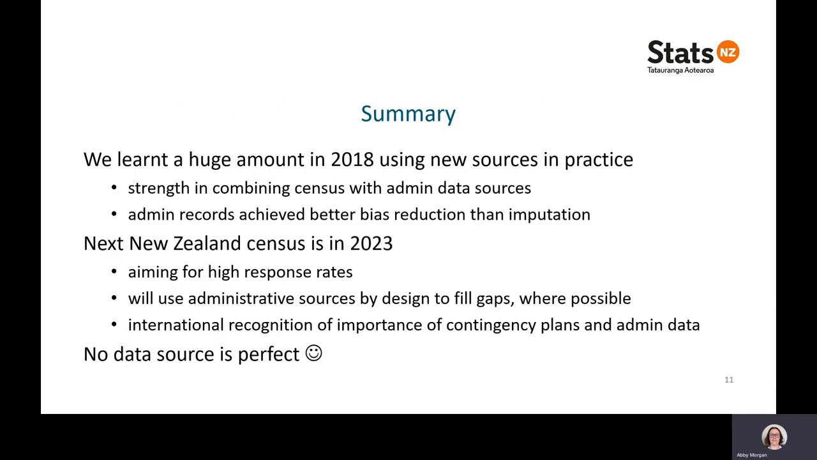So in summary, we learnt a huge amount in 2018 using new sources in practice. There's strength in combining census data with admin data sources, and admin records achieve a better bias reduction than standard unit imputation processes. What's next for New Zealand Census? It's coming up in 2023. We're aiming for high response rates, and we are planning to use administrative sources by design to fill gaps where possible. So that's in both units and in items.